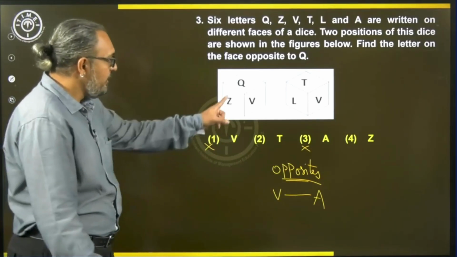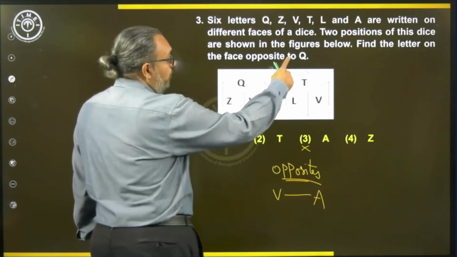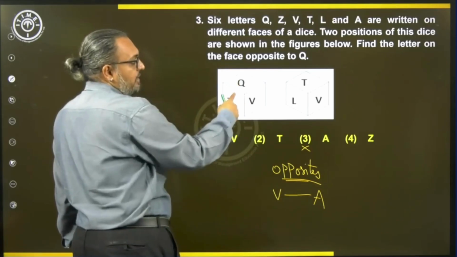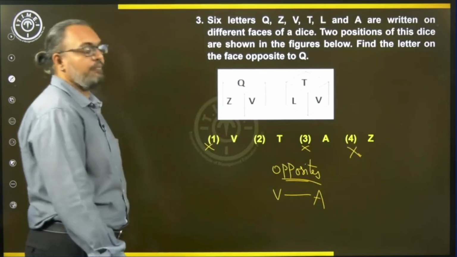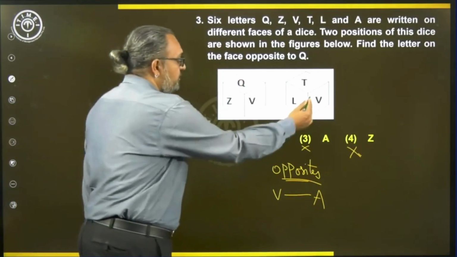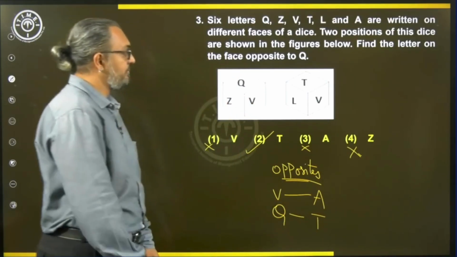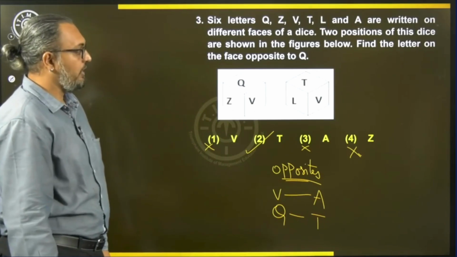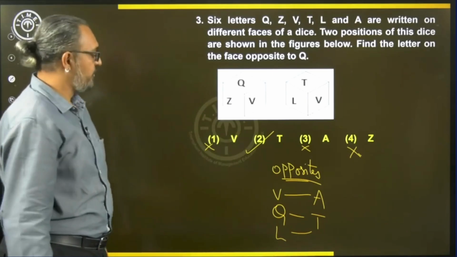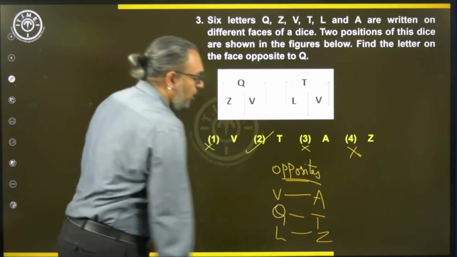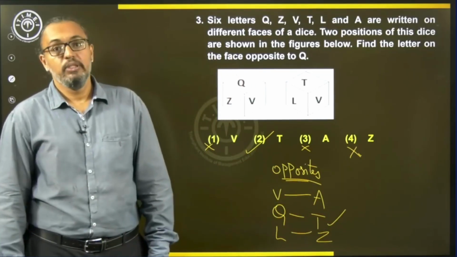Right? And then we have T and Z. But we know that opposite to Q, you cannot have a letter adjacent. So, Q's adjacent letter is Z. So, I can rule out Z also. Then which is the only option you have? Second option. So, for Q, the opposite you have is T. Are you understanding the point? Okay. That means for L, what is the remaining alphabet you have? Z. So, L and Z are opposites. So, that's how you have to work it out.